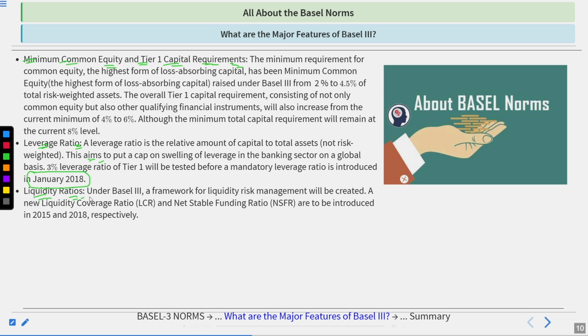Liquidity ratios. Under Basel III, a framework for liquidity risk management will be created. A new liquidity coverage ratio and net stable funding ratio are to be introduced in 2015 and 2018 respectively.